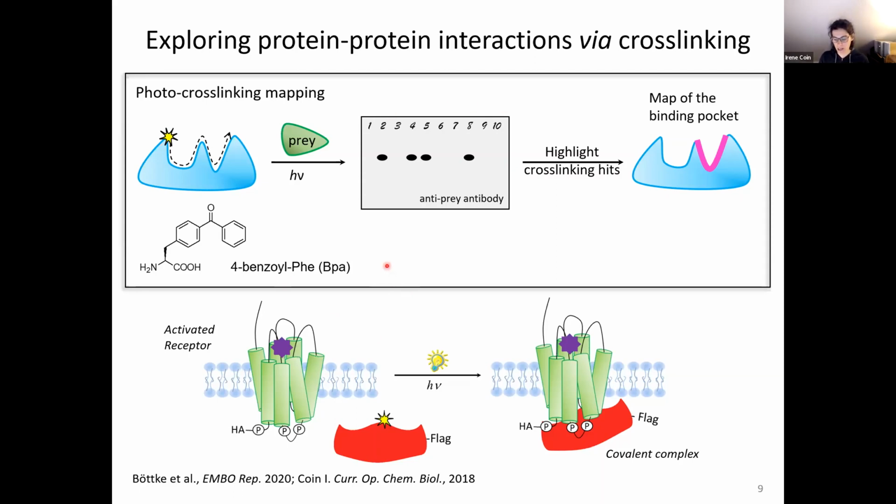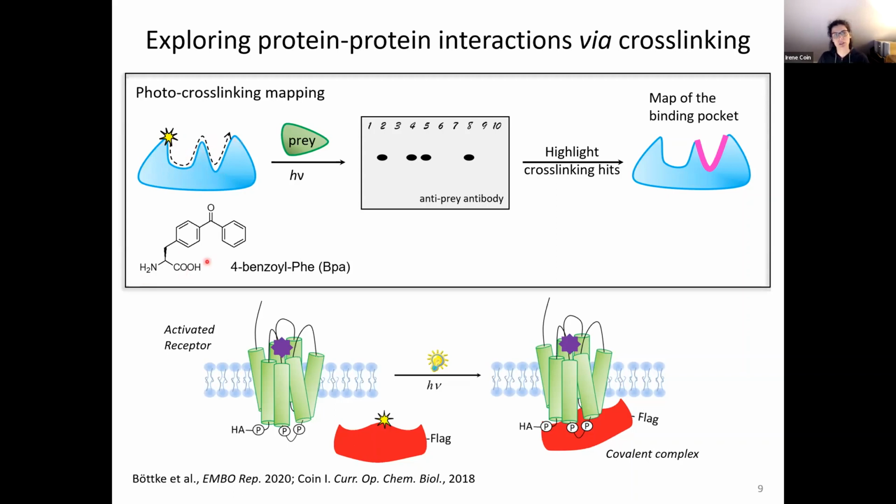So the concept is that we have two steps. The first step, you do a photo-crosslinking mapping. What does it mean? You take one of the two proteins whose interaction you want to study, and you scan the whole surface with a genetically encoded photo-crosslinker. The incorporation is site-specific, so you can really map.